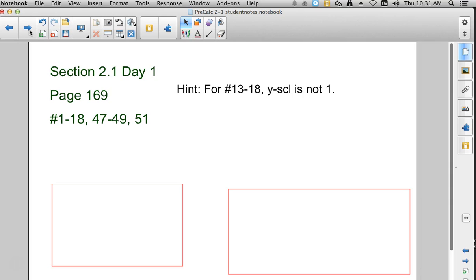And I have a little hint up there. In 13 through 18, you're going to get messed up because they didn't go by ones for the scales. So know that. When you're looking at their pictures, know that they did not go by ones, and then I think you'll be okay if you think that way.